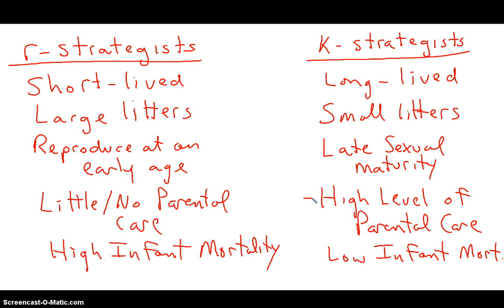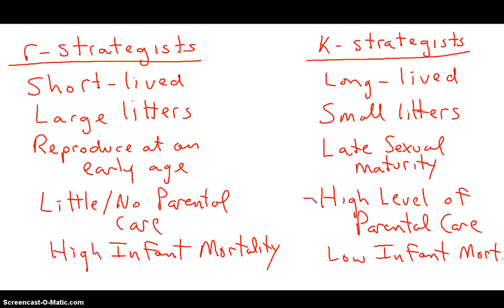The R strategists put that energy into having lots and lots of offspring that they don't really take care of, and hope that a few survive. The K strategist will have only 1 or 2 offspring, but they'll put that energy into making sure that they do survive.